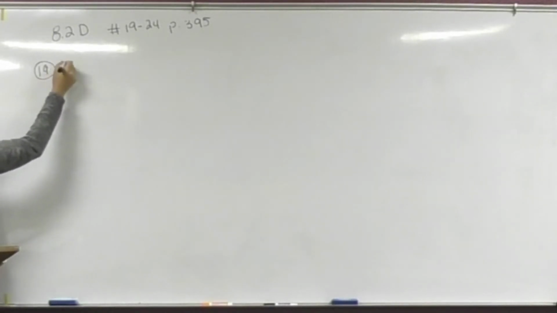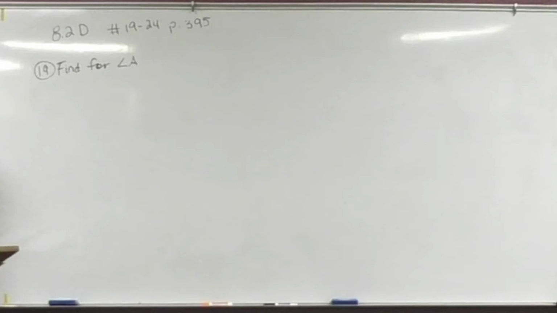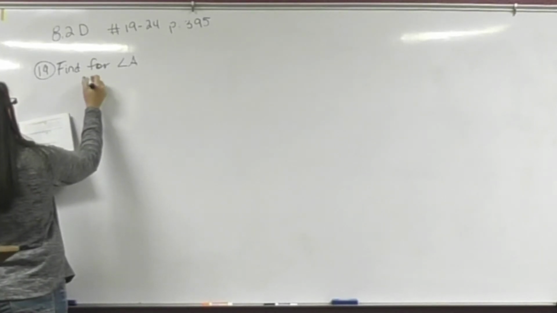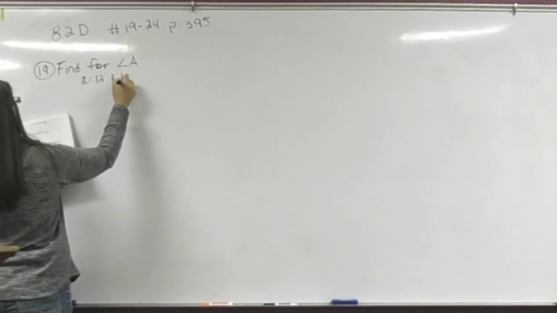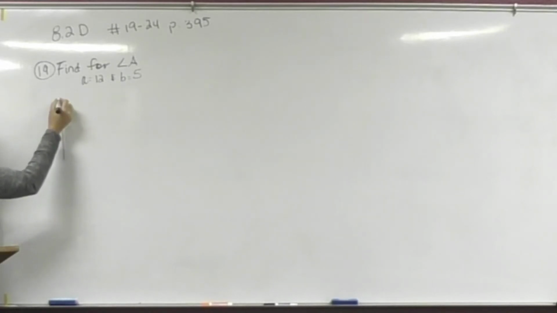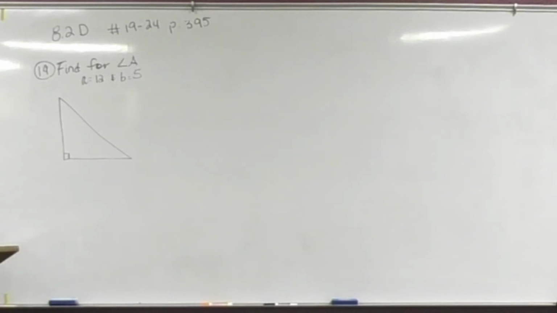So we're finding for angle A. That's going to be our reference angle. And you have been given the fact that A equals 12 and B equals 5. So I have to see this. I have to see you draw your right triangle. I always make mine go this way. So you can draw it however you want. This just seems logical to me.